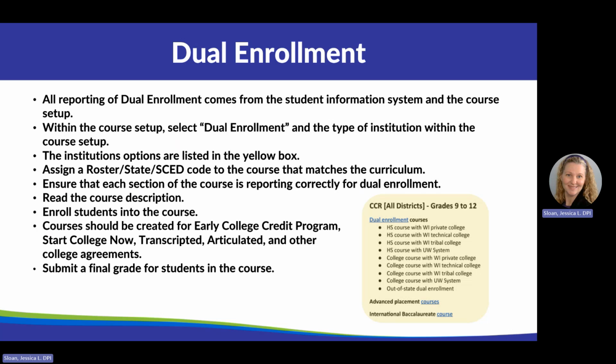Assign a roster code. You can use any roster code that meets the description of the course. But it's key that inside the course setup, the box for dual enrollment is checked. Then you will enroll students into the course. Courses should be created for early college credit programs, Start College Now, transcripted agreements, articulated agreements, and any other college contracted agreements that you have with colleges and universities. Colleges and universities do not report high school students. And then you need to submit the final grade for the students in those courses.